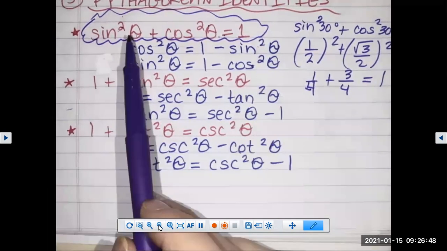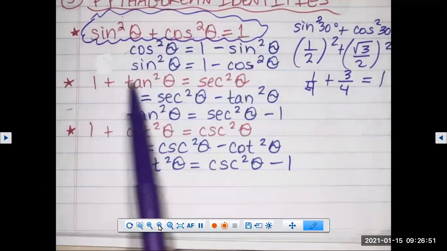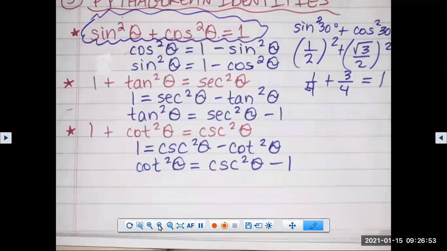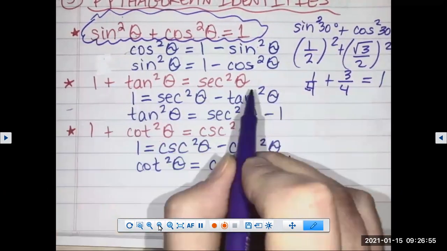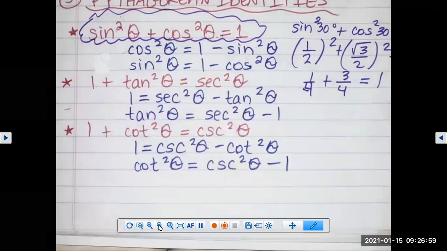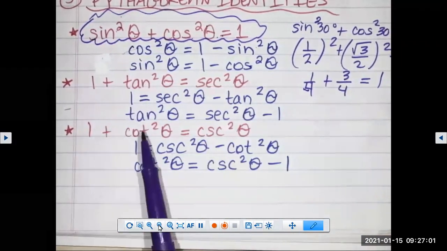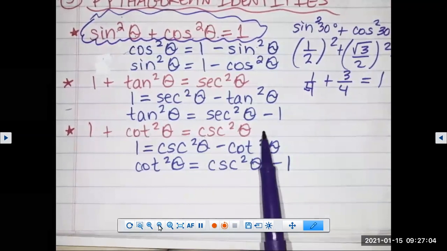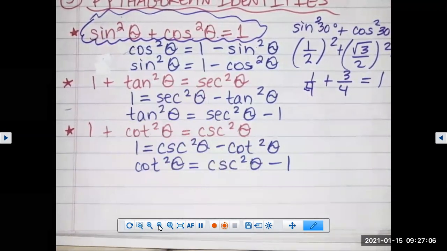So definitely, if you don't remember any other version of it, definitely remember that one. This one is also very common. 1 plus tangent squared of any angle will equal secant squared. And 1 plus cotangent squared equals cosecant squared. Once again, in blue, different versions that you'll see.